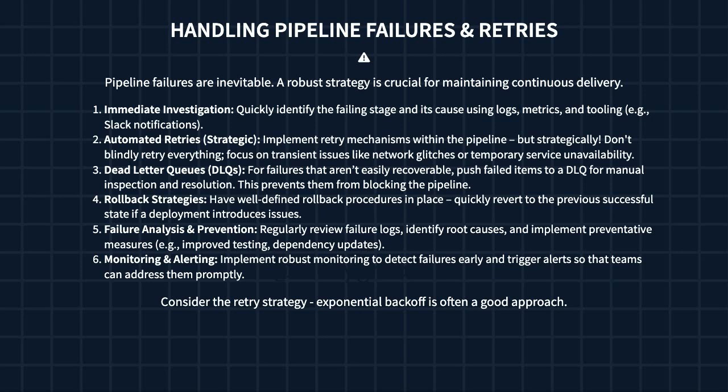For persistent failures, you'll want a dead letter queue. It's a place to send items that couldn't be processed so they can be looked at later. And crucially, have a rollback plan ready in case the deployment introduces new problems. Finally, always analyze those failures and find ways to prevent them from happening again through better testing or dependency management. Monitoring is key. You get alerted as soon as something goes wrong.